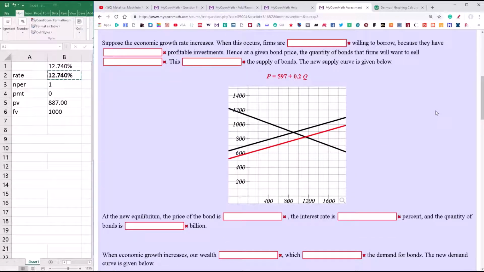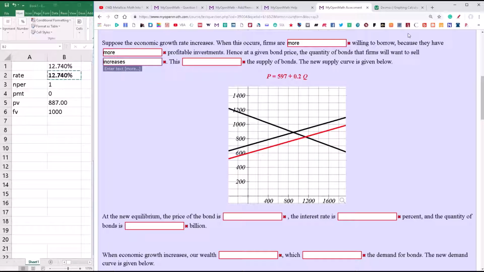Okay, in this situation, suppose the economic growth rate increases, so the economy is expanding. When this occurs, firms are more willing, I think, right? They have more opportunities, so maybe they want to expand their operations, so they're more willing to borrow because they have more profitable investments. Their investments are paying off. At a given bond price, the quantity of bonds that firms will want to sell, I would say, increases, right? That makes sense.